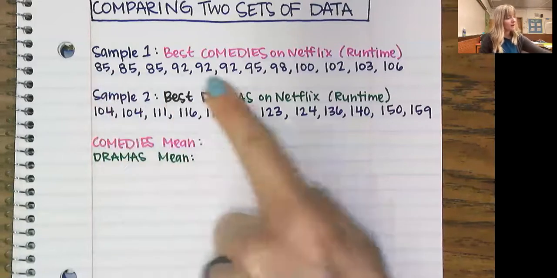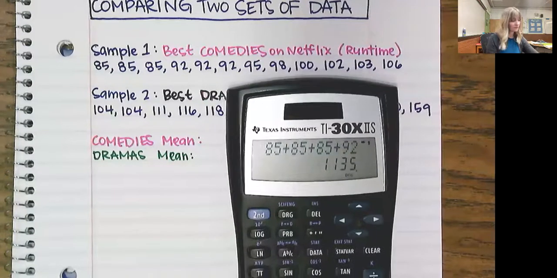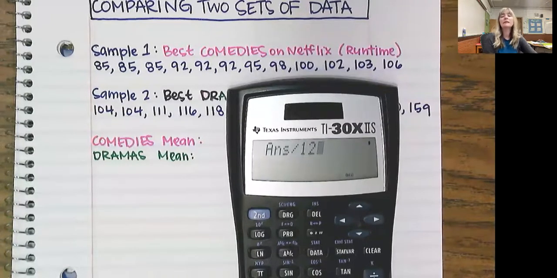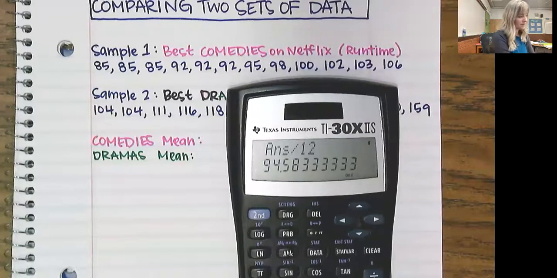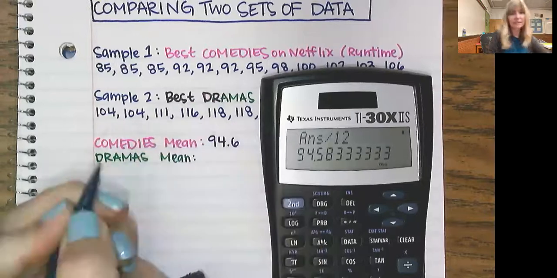So I am going to add all those up. You guys grab your calculator and do it too. Add them all up: 85 plus 85 plus 85 plus 92 plus 92 plus 92 plus 95. Let's make sure we don't miss any. Plus 98 plus 100 plus 102 plus 103 plus 106. So I got this sum here. It's 1135. So the comedies mean, obviously that's not the mean. I now have to divide that answer by 12. Again, this is stuff you've done even before 7th grade. But we're now going to use it to make some comparisons. So the comedy mean is 94 point, let's call it 94.6. And that would be minutes, 94.6 minutes.